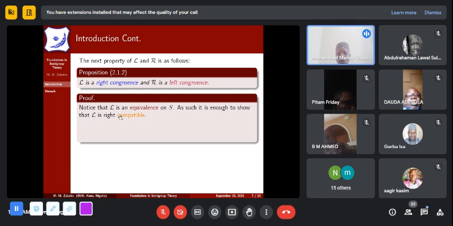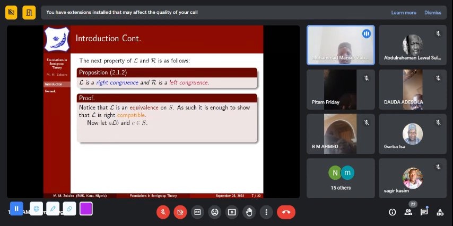Because if you could recall, from the definition, a congruence is an equivalence relation which is both left and right compatible. But here, L is only right. So if it is only right, it will only be a right congruence. So how do we go about that?